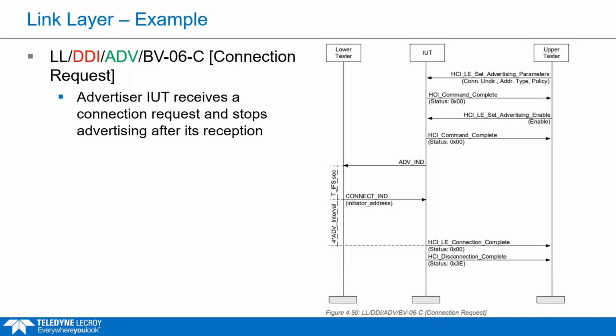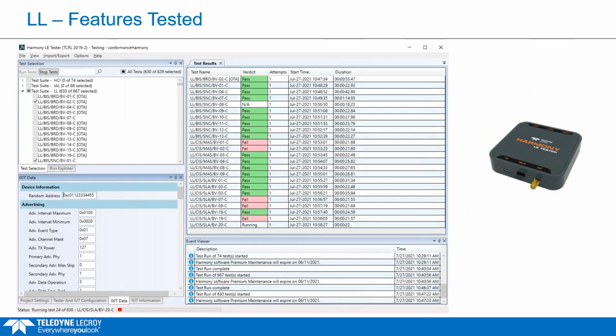And on the right there, you've got the message sequence chart. Again, you can see the HCI commands coming from the upper tester. So if you remember before, I was saying, even though you're testing link layer, you're implicitly testing some of the HCI as well. And then on the left, you've got the RF communication with the lower tester. So you can see obviously the advertising and then the connection coming in. And again, this is tested with Harmony.